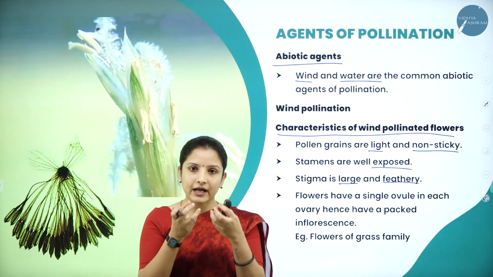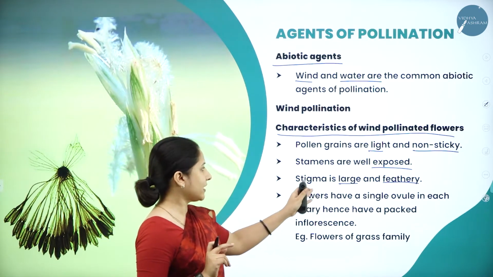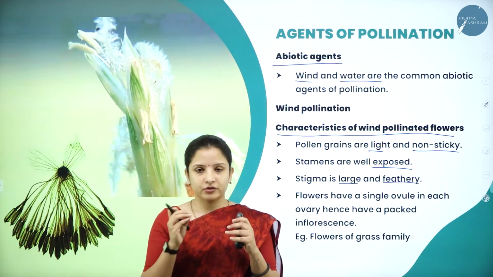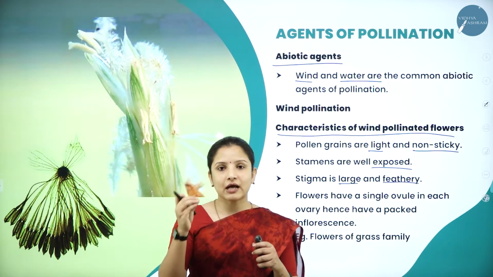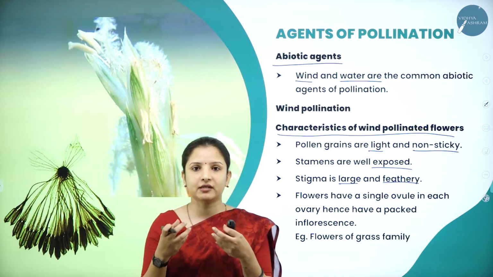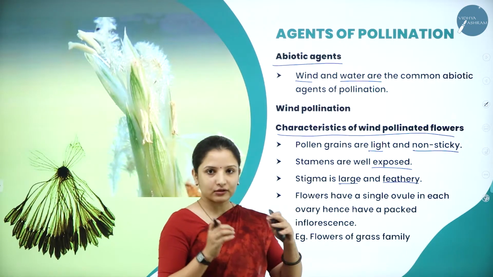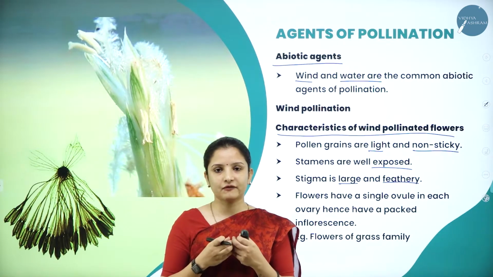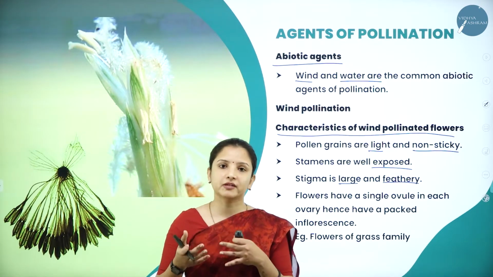So if it has to receive the pollen grains, it should have a larger area, right? That is why the stigma will be large, and also feathery. Why feathery? Because whichever thing or cloth material has a large number of frills, like woolen kind, it will attract dust, right? Similarly here, if the stigma is feathery, it will capture too many pollen grains. So the chances of successful fertilization are favored.